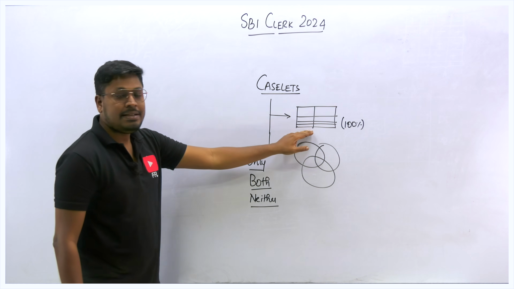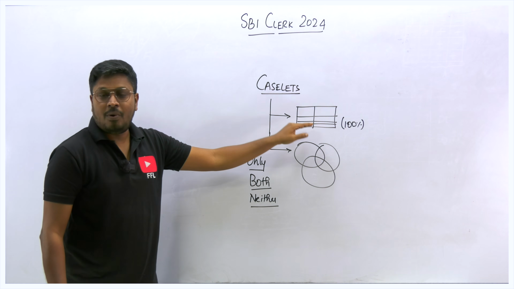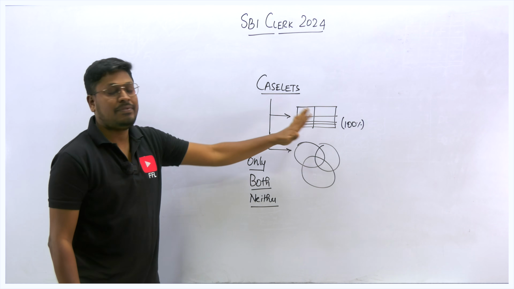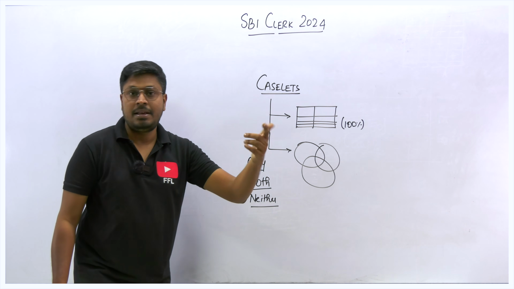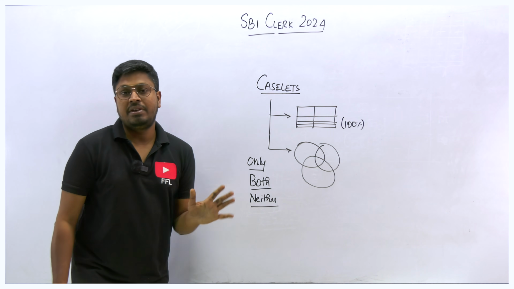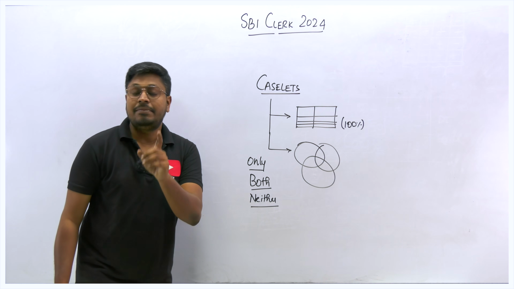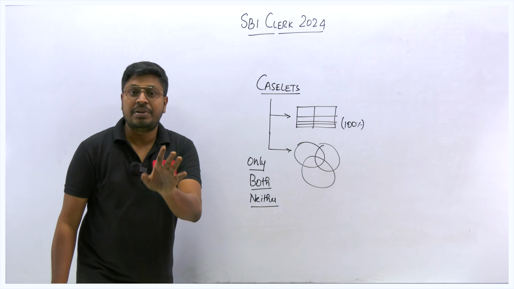So caselet is easy like a data interpretation, but always remember one thing, do not give it the first priority. Even if you can solve the data interpretation, pie chart, bar chart, or whatever chart they have given, within 2 or 3 minutes, all the 5 questions are possible.